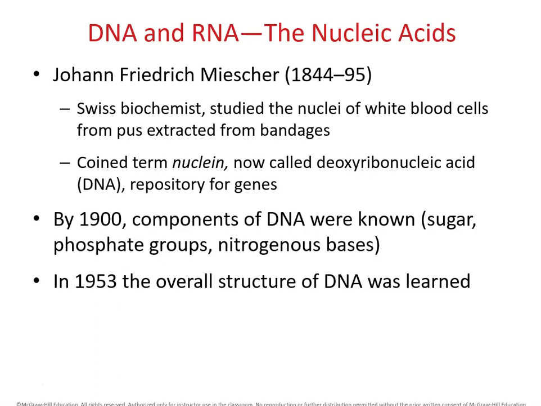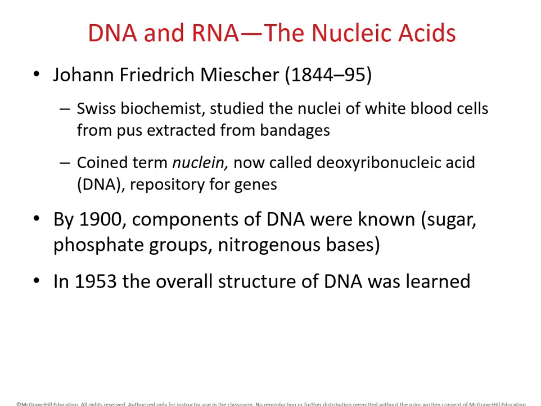So way back in the mid to late 1800s, there was a Swiss biochemist, his name was Miescher, who was studying the nuclei of white blood cells. And this is really, really gross, but he was getting pus from bandages that had previously been on infected wounds. And he was looking at those nuclei in order to start to figure out what DNA was made of.